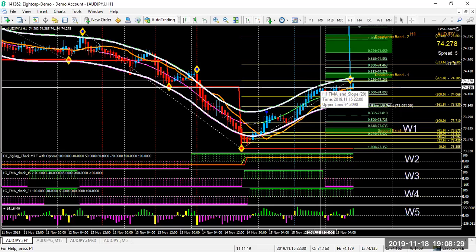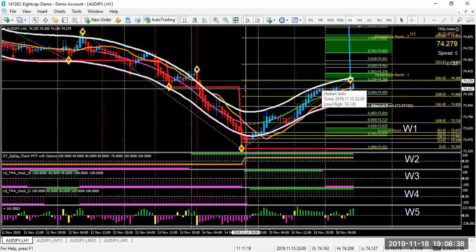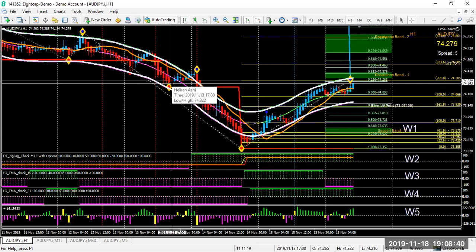As you can see, Friday, the close of Saturday morning, we got to that red channel line, which is a previous low.